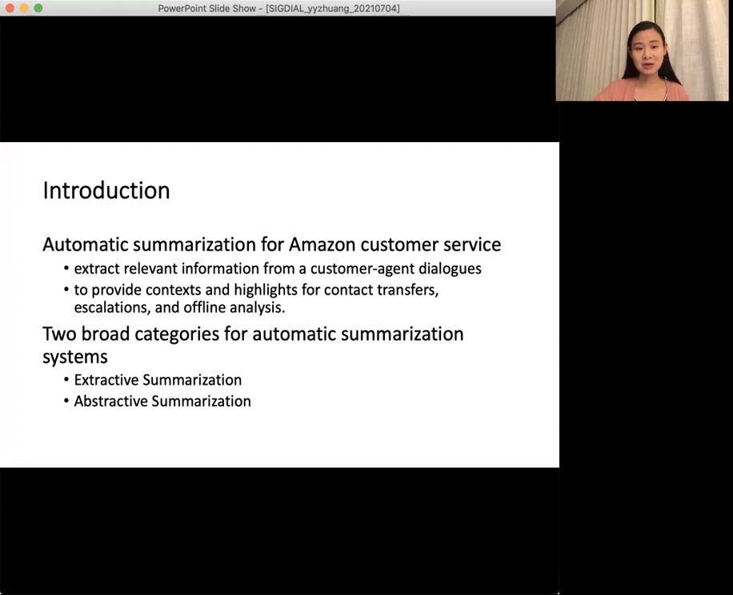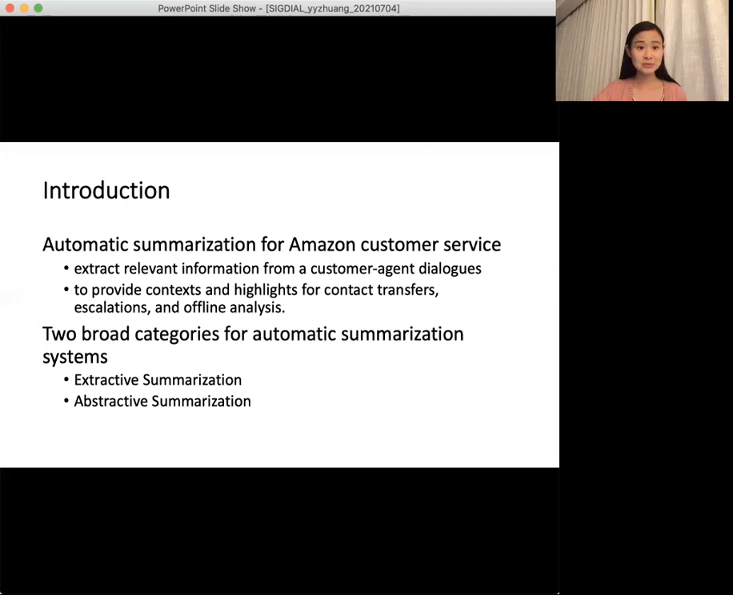Here at Amazon, we receive hundreds of millions of customer contacts every year. An automated system that can extract relevant information from a customer agent dialogue will be especially useful in terms of providing context and highlights for contact transfers, escalations, and offline analysis.